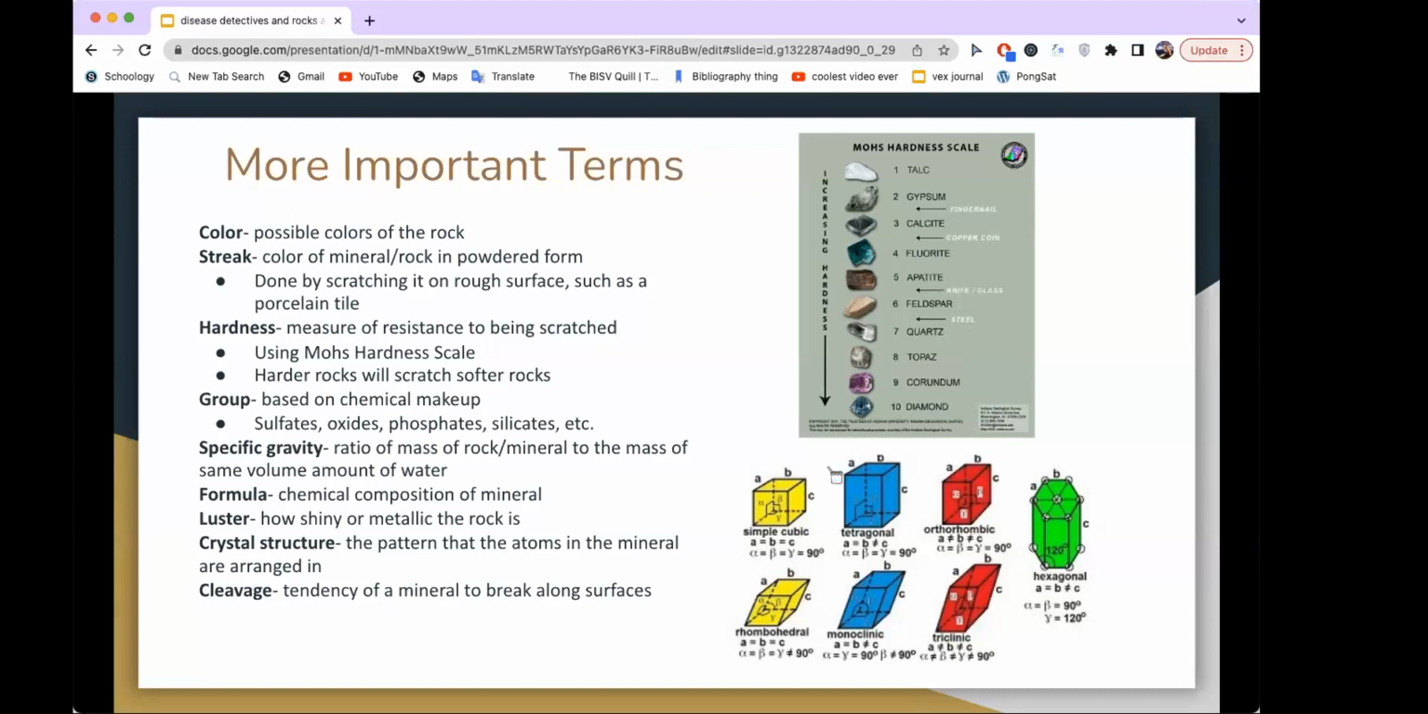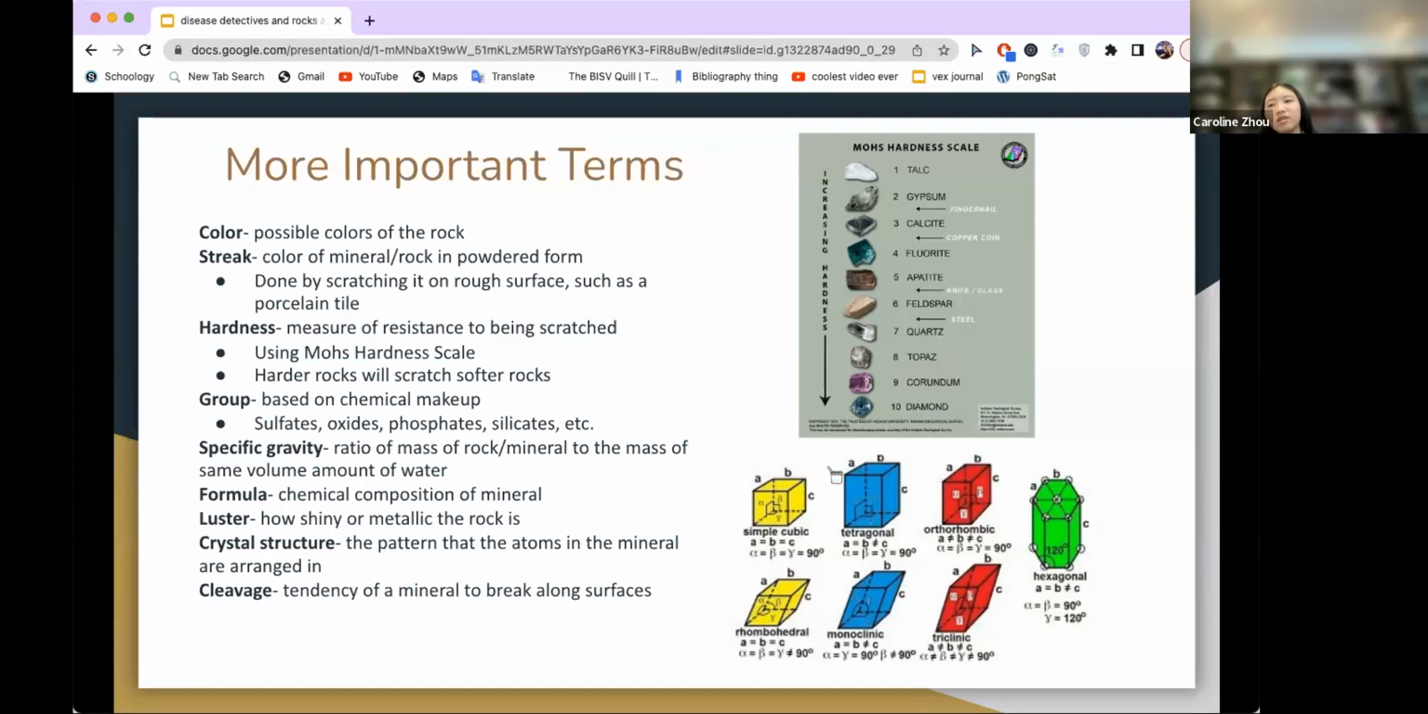How soft is talc? Is it like chalk? Sort of, yeah. And the entire scale is relative, so yeah, okay.